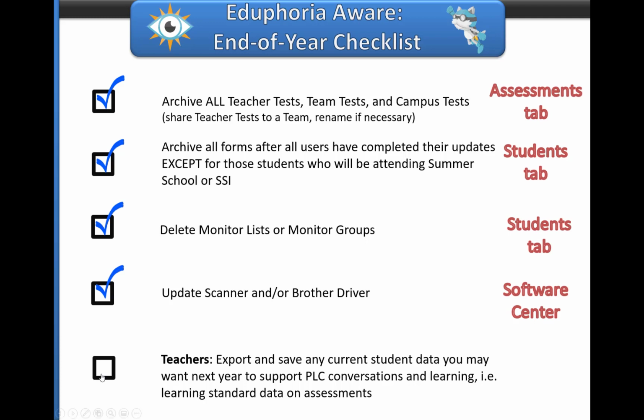The final thing applies only to teachers of record. On the Analyze tab, I would highly encourage you to export and save any of your current student data that you might be using for your PLC conversations and your own professional learning. So for example, if you want to examine how your students did across learning standards on particular assessments, compare this year's students to how next year's students performed, then that would be a good idea to go ahead and download now, because once the rosters roll over next year, over the summer, then you will no longer have access to how your students in this current school year did compare to your next school year. So I would encourage you to go ahead and do that, and that is done on the Analyze tab.